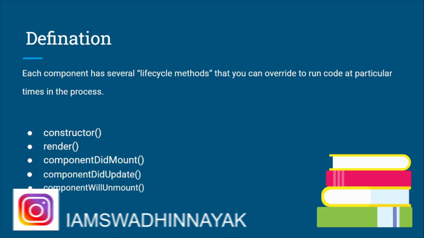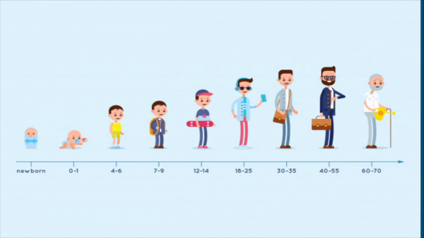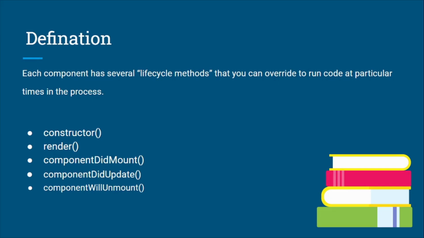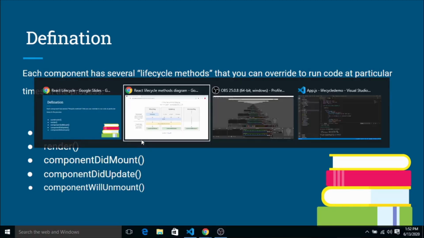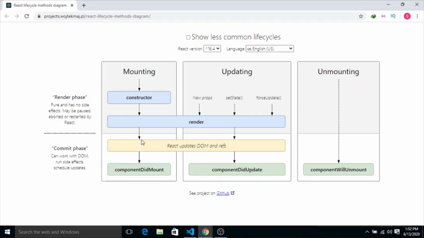As humans, we have several life cycles from a child to an old man. We have certain age life cycles. What if we had some power to hook into a particular age and change something? It would be wonderful, right? But unfortunately, we don't have that power. But in React, we have lifecycle methods where we can hook in and change something in our React application. Let me quickly move to our diagram to understand what I'm saying.